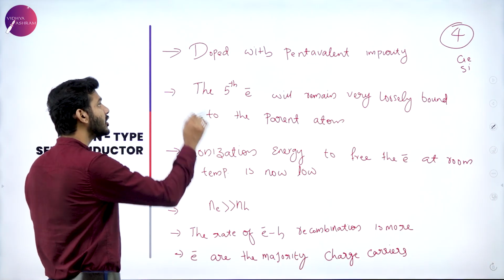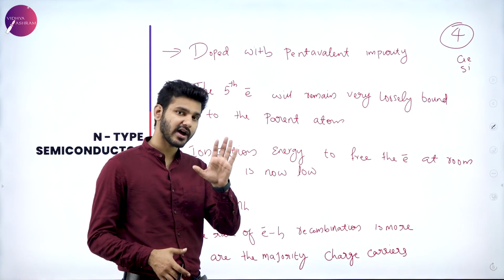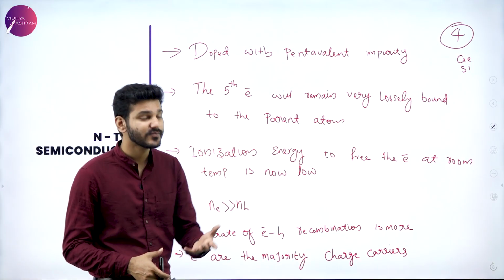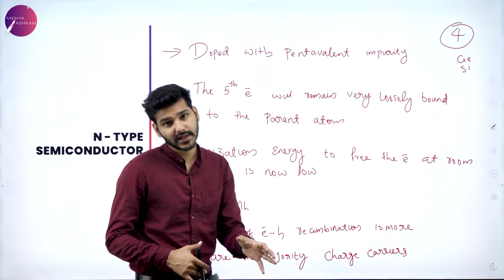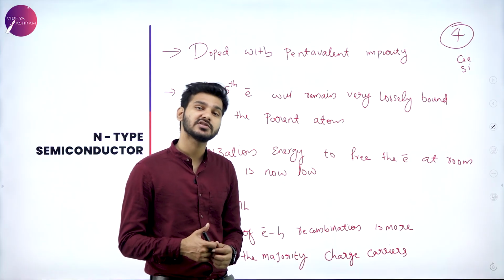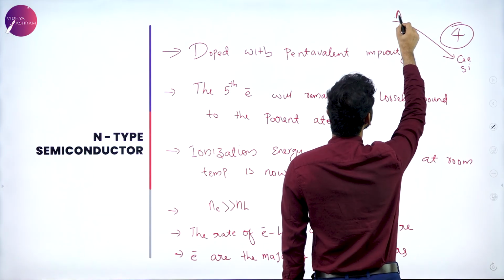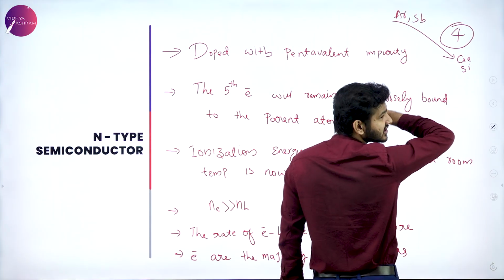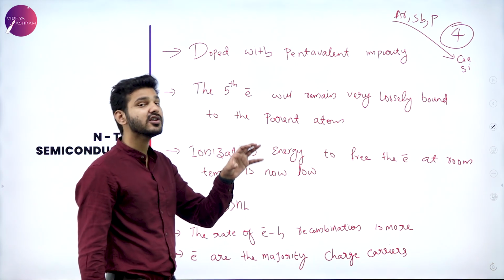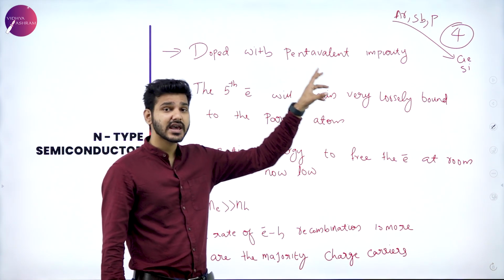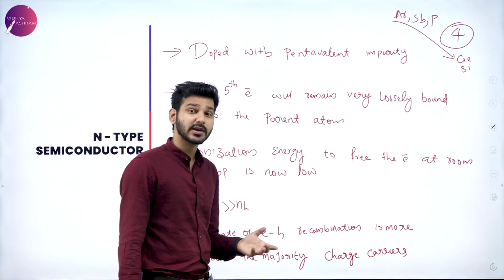That is doping with a pentavalent impurity, which means the valency is 5, a fifth group element. If you dope germanium or silicon with a fifth group element, then we will get an N-type semiconductor. The fifth group elements are arsenic, antimony, phosphorus, and so on. If you dope any of these pentavalent impurities into a pure semiconductor, then you will get an extrinsic N-type semiconductor material.